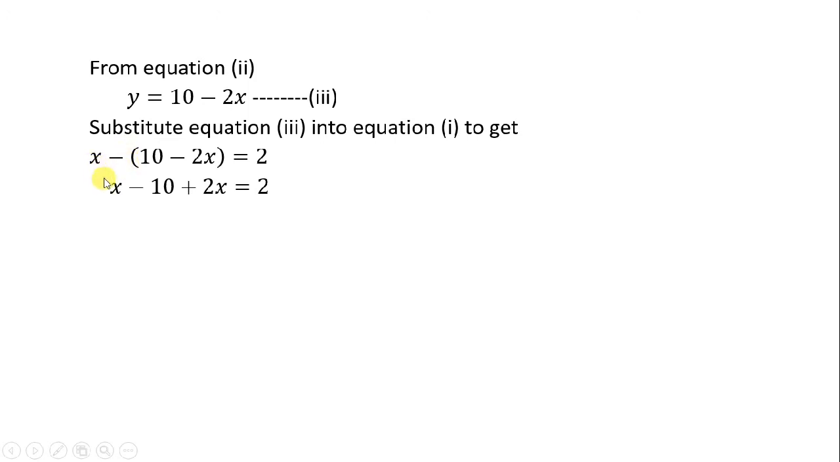So we are going to put the x. Then we'll say negative 1 times 10, negative 10. Negative 1 times negative 2x will give us a positive 2x. From here, what are we supposed to do?